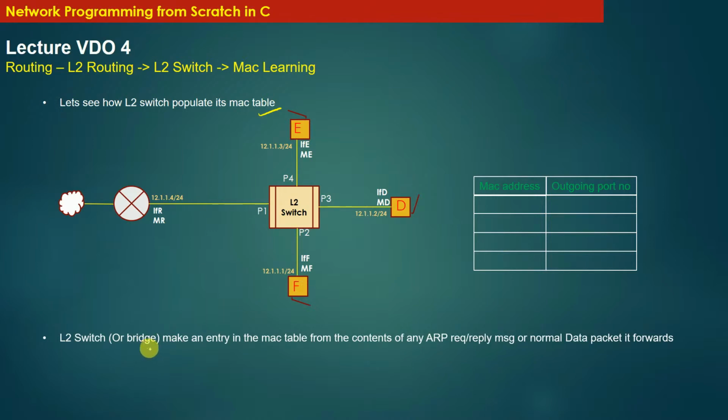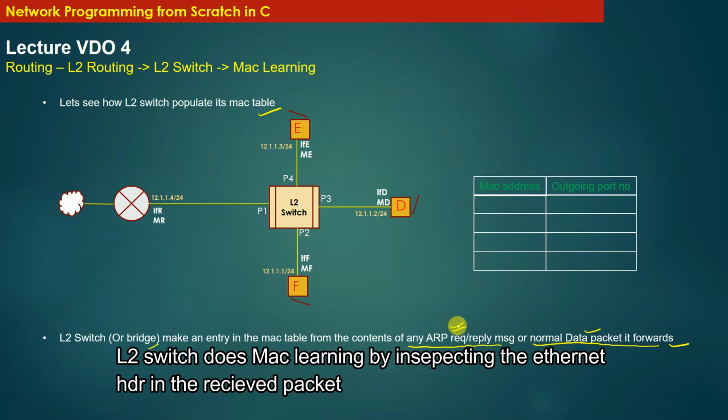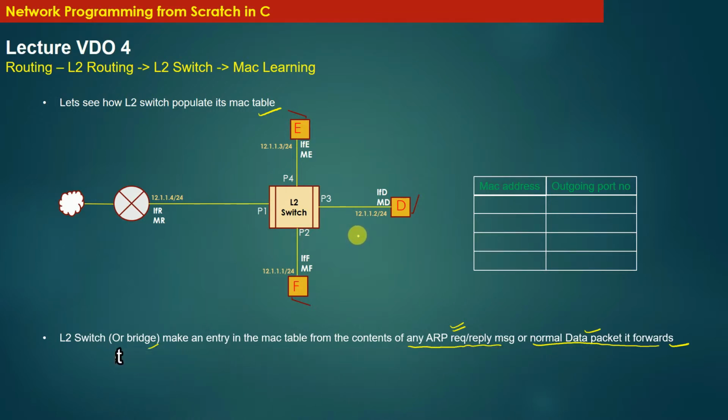Let us see how the L2 switch populates its MAC table. As I said, an L2 switch is also called a bridge. It makes an entry in the MAC table from the contents of any ARP request or reply message or normal data packet it forwards. Whenever the L2 switch receives any packet from any machine connected to its port, it performs MAC learning. That packet could be a data packet, or an ARP request or reply message. In other words, it could be any packet which has an Ethernet header. The L2 switch parses the Ethernet header and does MAC learning.